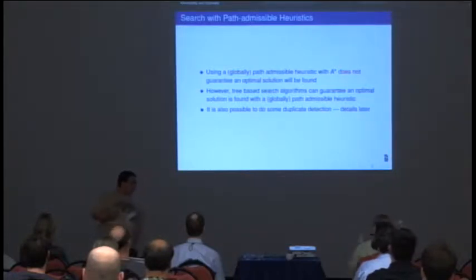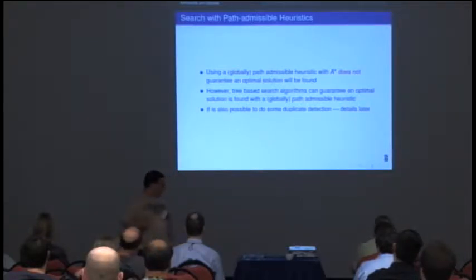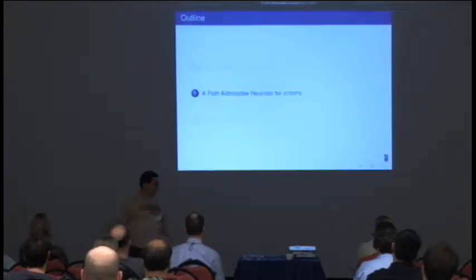Alright, so when we have a globally path admissible heuristic, A star does not guarantee optimality anymore. Tree-based search will guarantee optimality, so for example, IDA star will work. With A star, we need to make a bit of changes, which I will discuss later. So this is our goal in this talk, to find some globally path admissible heuristic. And what I'm going to show you is a path admissible heuristic for STRIPS.